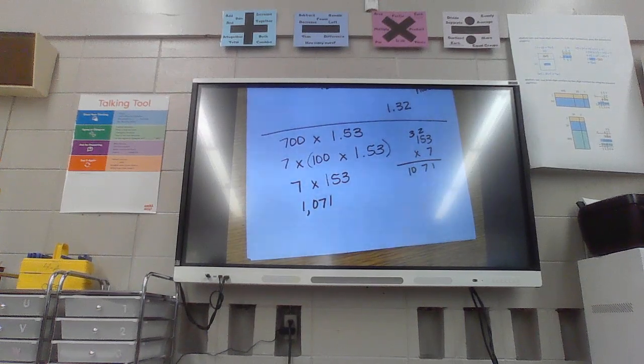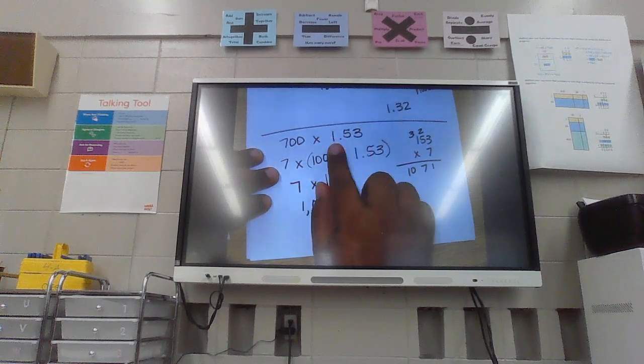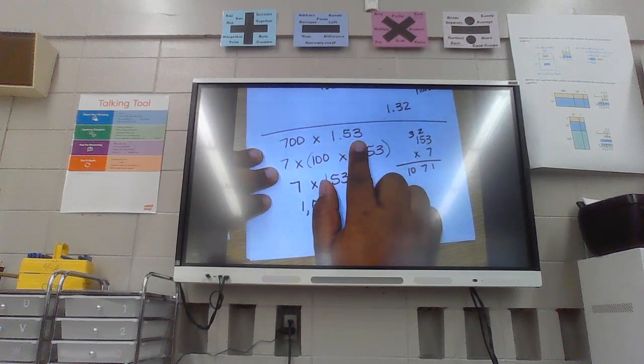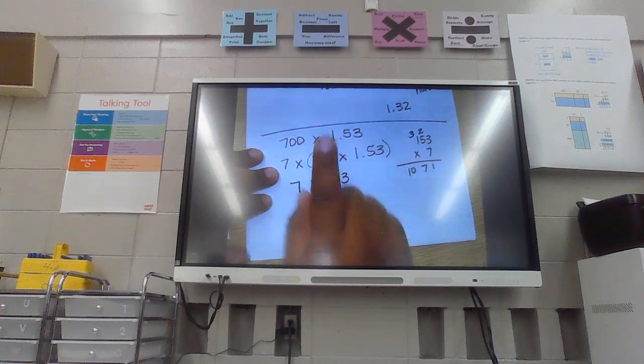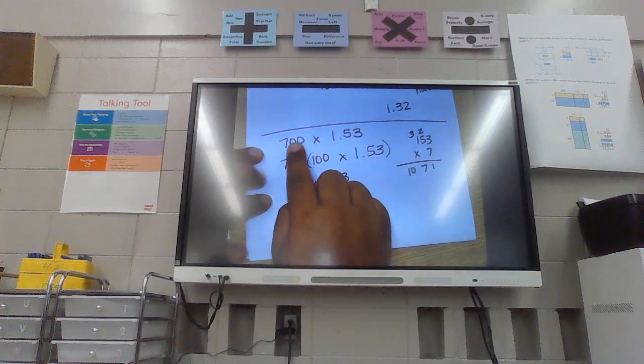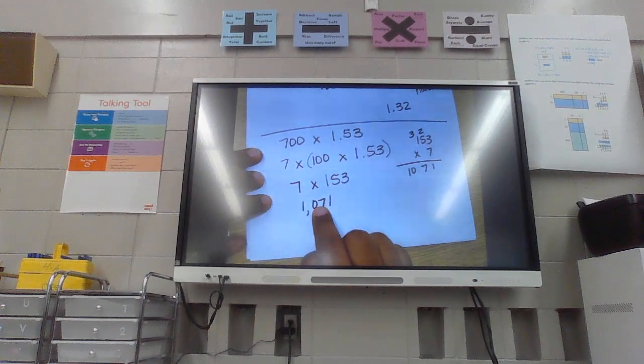I'm going to end up with something greater, right? So let's look at this decimal that we're multiplying. Is that greater than 1 or less than 1? Greater than 1. So that means that my product should be greater than what? 700. Is my product greater than 700? Yes. So is this answer reasonable?